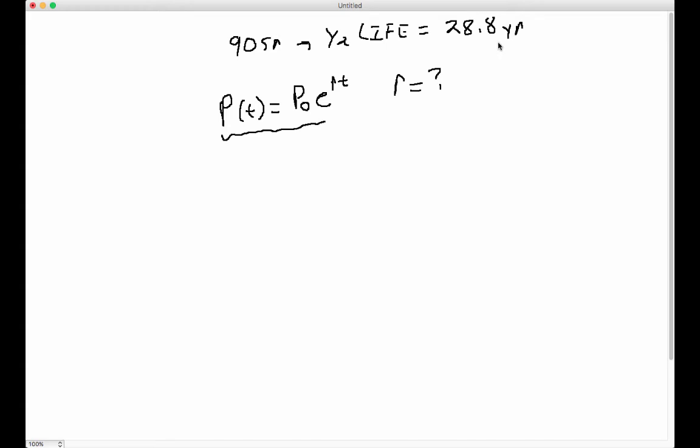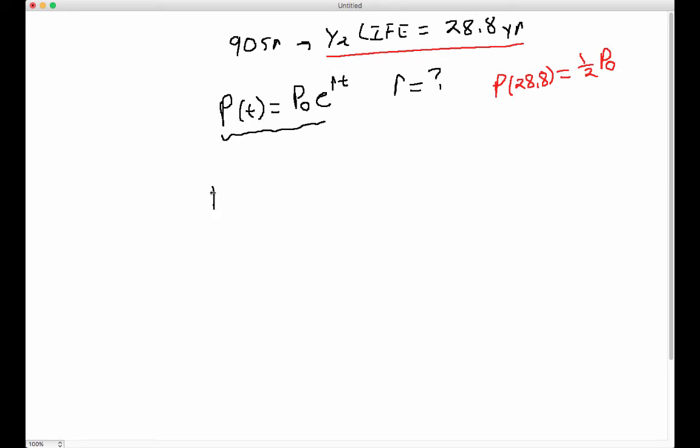So if we know that the half-life is equal to 28.8 years, what that means mathematically, what this tells us right here, is that P of 28.8 is equal to 1/2 P sub 0. In other words, after 28.8 years, we'll have half of whatever the initial amount was that we started with. So let's go back and take that information and plug all of that into our model here.